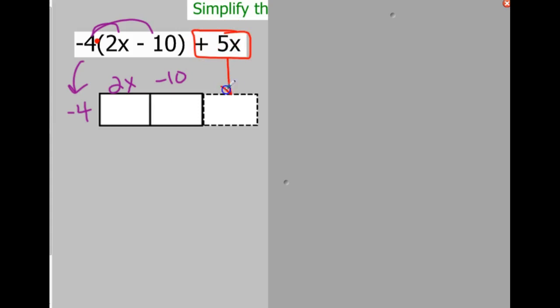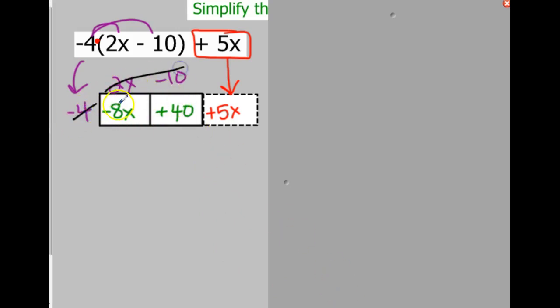They're just going to go out in the hall, this little dotted box area or the dashed box, plus 5x. They don't get anything. They go directly to the box. Do not pass go. Do not collect $200. So we're multiplying here. Negative 4 times 2 is negative 8, and there's an x. Negative 4 times negative 10, they get along, so it's going to be a positive. 4 times 10 is 40.